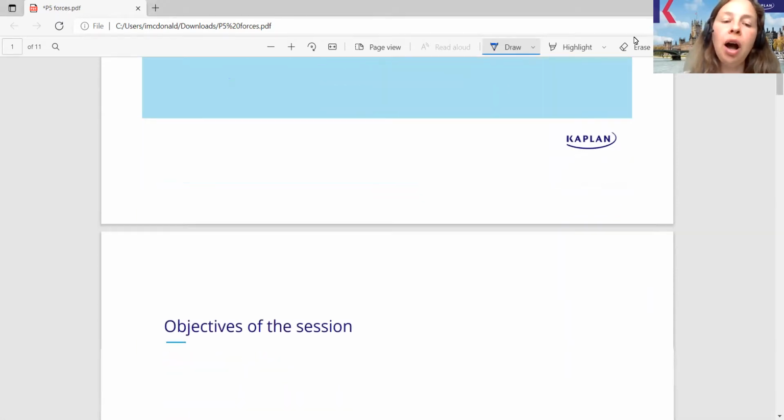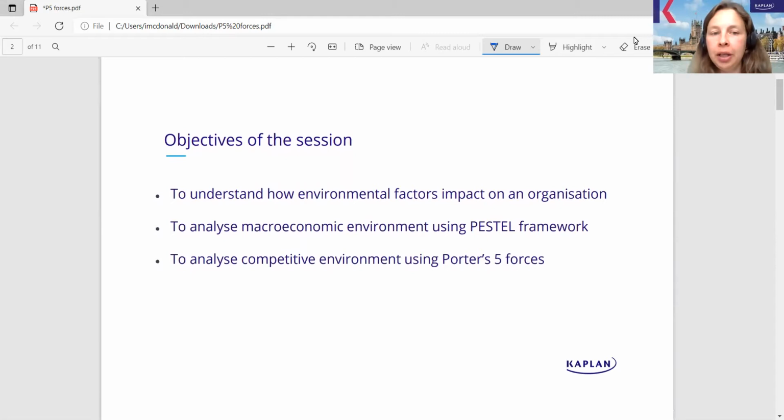So what are we to find out about in this session? Our main objective is to think about the importance of environmental factors. All organizations operate in an environment that sometimes is hard to control or influence, and therefore it's important that our organizations are able to adjust to the environment that they find themselves within. And there are two particular ways for us to understand our environment.